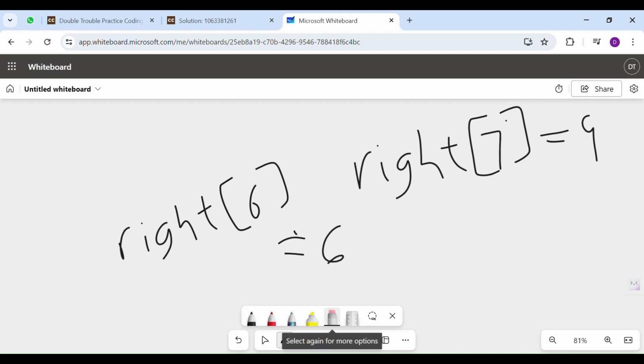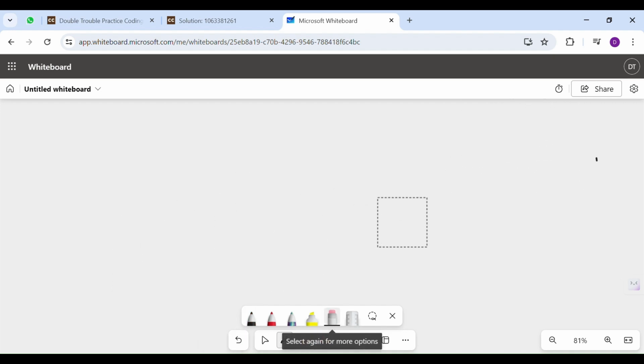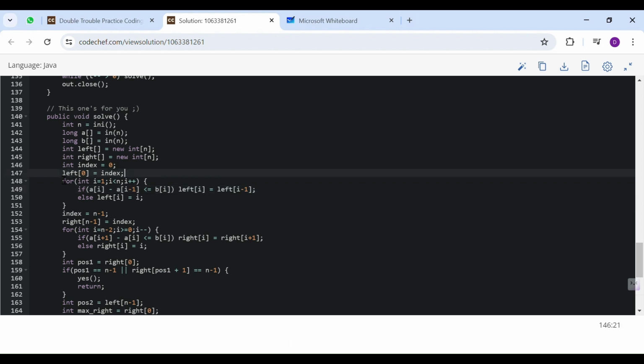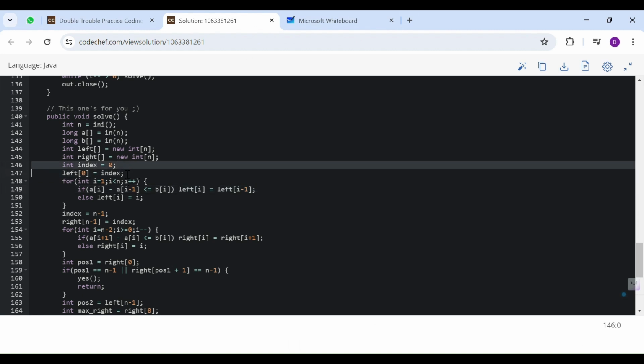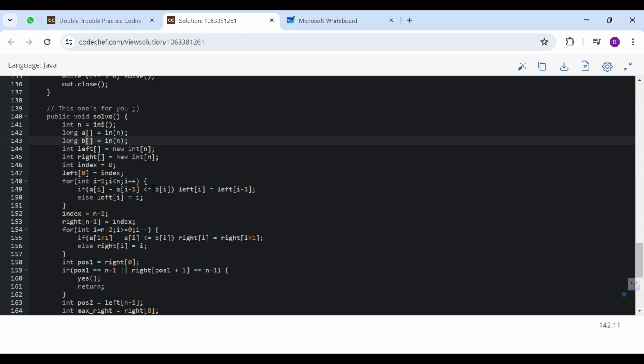That is it. So, first of all, calculation of left and right arrays. You start with left of 0 is 0, and you need to check if the distance is less than or equal to your power. In my A array I have stored distance, in my B array I have stored power. So if my distance is less than or equal to my power, which means I can hit that ball, left of I becomes equal to left of I minus 1, else left of I is equal to I.